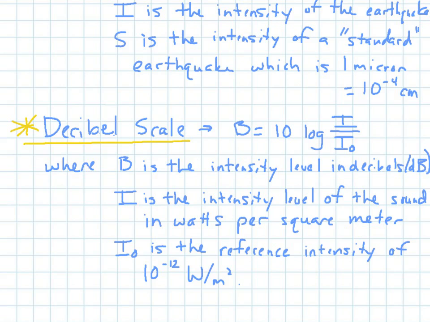This formula is very similar to the Richter scale one. So I is the intensity of the sound that you're talking about in watts per square meter. And then you have an initial one, so it's a reference intensity, which is 10 to the negative 12th watts per meter squared. This is representing barely audible sound. Okay, so it's just like barely even whispering, so you can barely hear it.